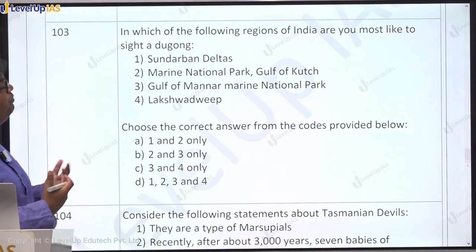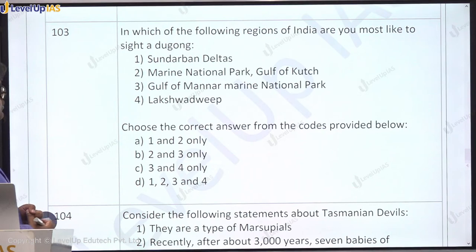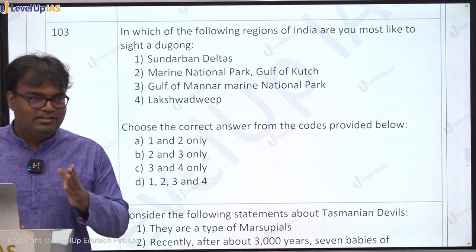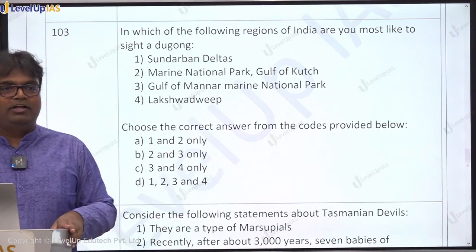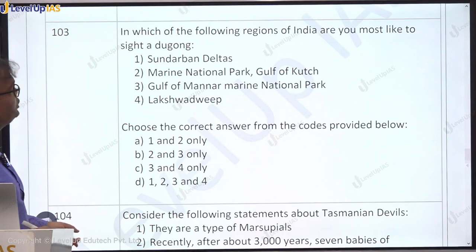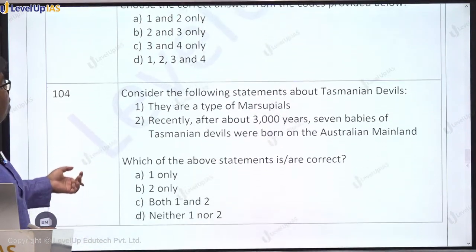103. Where would you most likely see dugongs? Two and three. We just said three places: Gulf of Mannar, Kutch, Andaman and Nicobar. So not Lakshadweep, not Sundarban. So 2 and 3. Most likely they are supposed to be found in 2 and 3. The answer to 103 is also B.